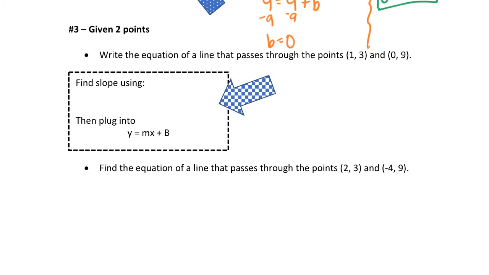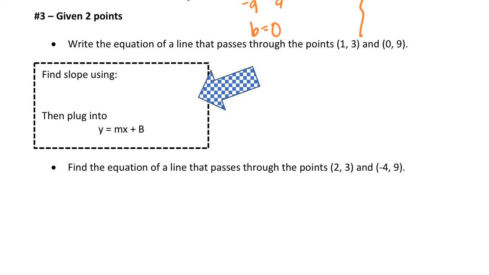The final type, when you're given 2 points, means we're missing both things. We are missing the slope, and we might be missing the y-intercept as well. So you're first going to find the slope using your slope formula. Remember, it's the change in y's over the change in x's. Then plug your x, your y, and your slope into y equals mx plus b to find your b value.